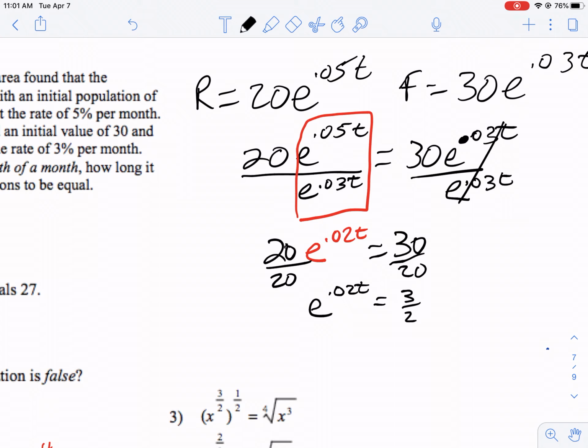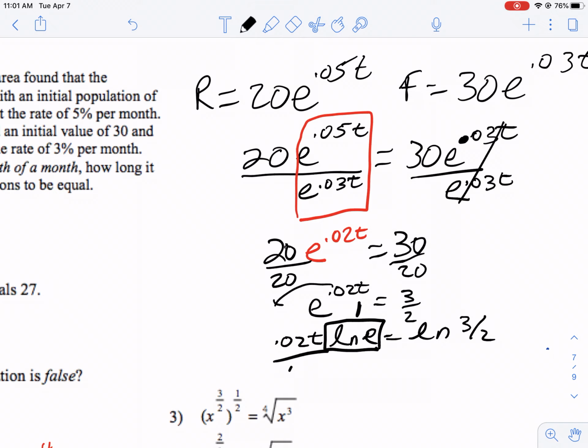And now because the base is e, I can do an ln to both sides, which will bring that exponent down in front. 0.02t ln e is equal to ln of the fraction. And remember, ln e has a value of 1, so we're just going to put the 1 there. Dividing by 1 doesn't change anything, so I'm just going to ignore it. Divide both sides by 0.02. And when you type in the ln divided by 0.02 in your calculator and round it to the nearest tenth, you get 20.3.